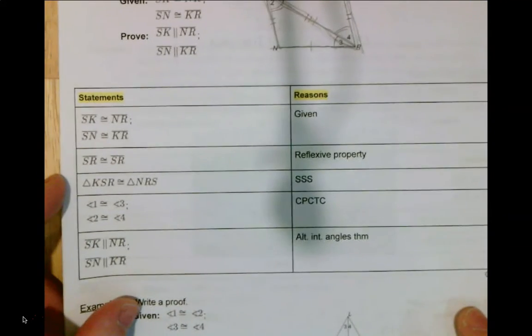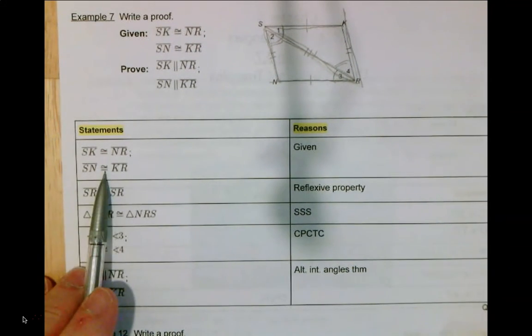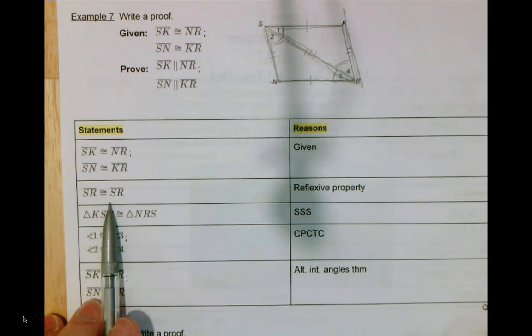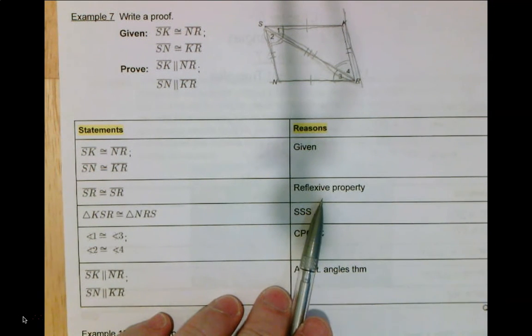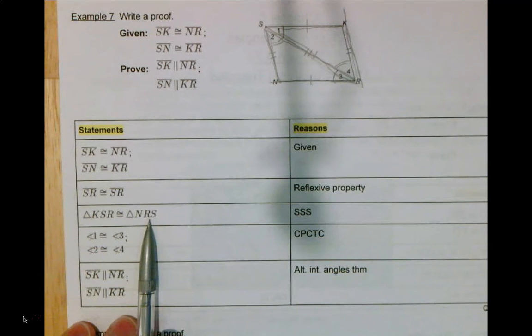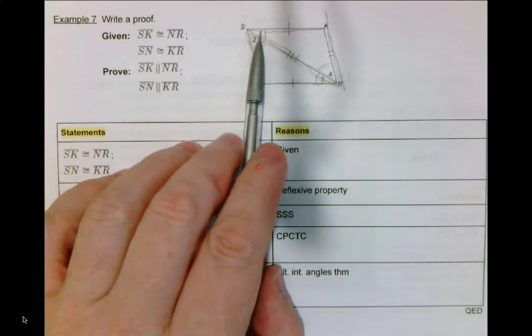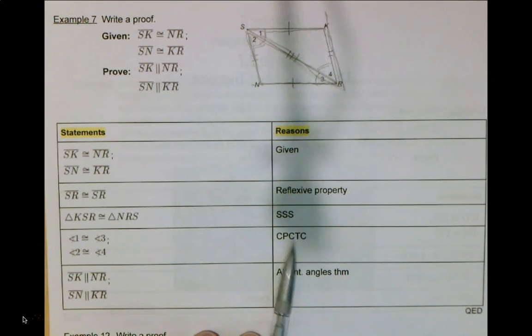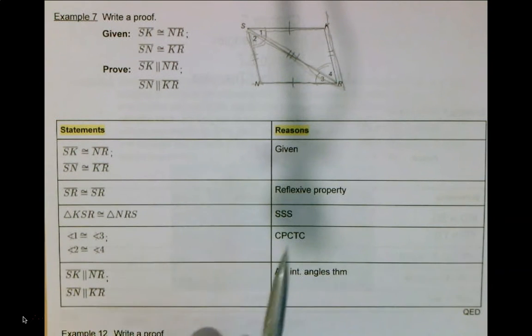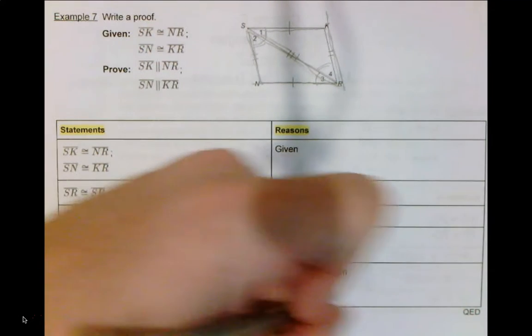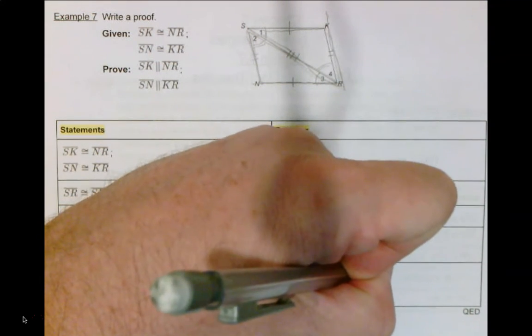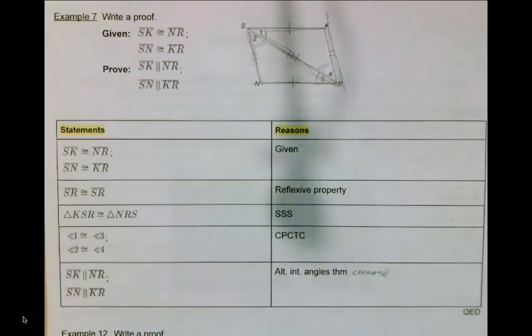So, rewrite the given information. Given. SR is congruent to SR. We wrote that as the reflexive property. That gave us the two triangles being congruent by side side side, which gives us angle 1 congruent to angle 3 by CPCTC, and angle 2 congruent to angle 4 also by CPCTC. Since these two pairs of angles are congruent, these lines are parallel by the converse of the alternate angles theorem. There's a typo there.